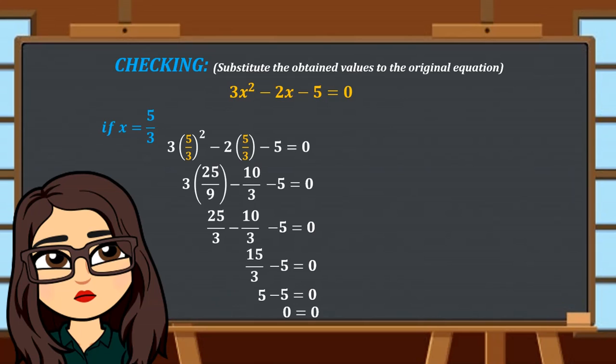So for the next obtained value, which is negative 1, again, substitute. So we have 3 times negative 1 squared minus 2 times negative 1 minus 5 equals 0. So negative 1 squared is 1.